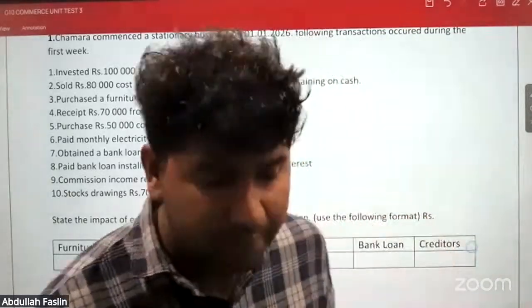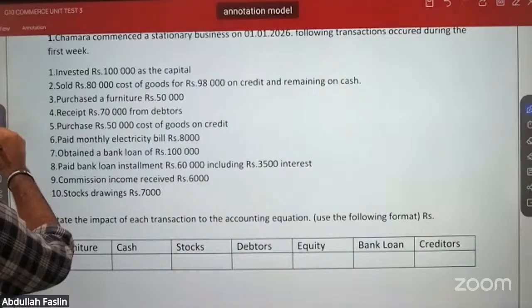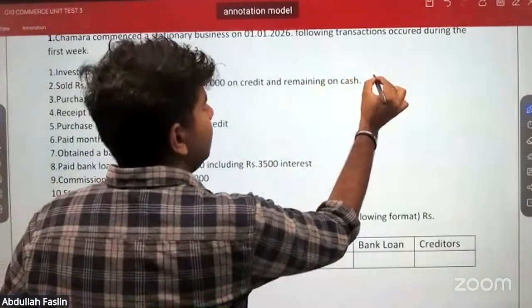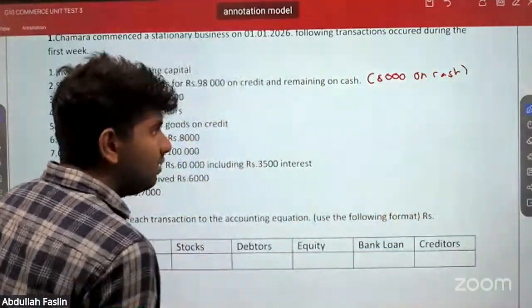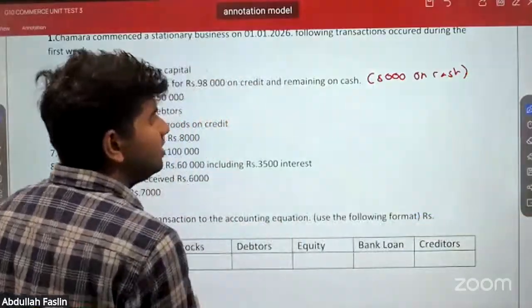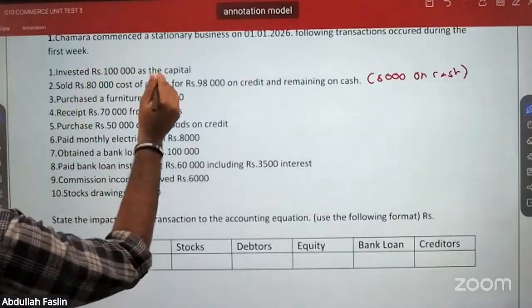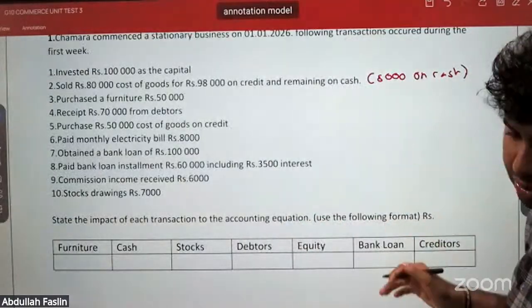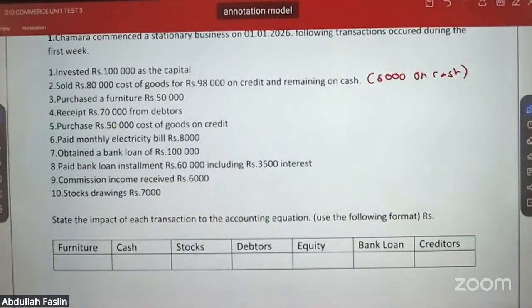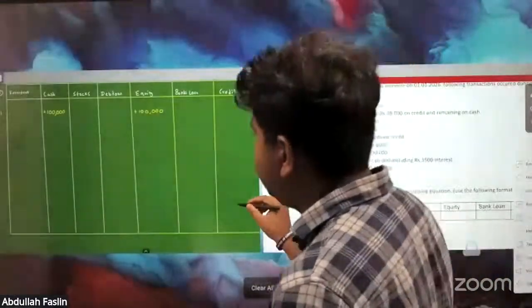Right. There, write down Lamai, 8,000 on cash. I think the person doing the typing has made a mistake. 80,000 worth of items sold for 98,000, 8,000 on cash. In the question paper, write down that 8,000 on cash. Then I'll explain how to do such a question.